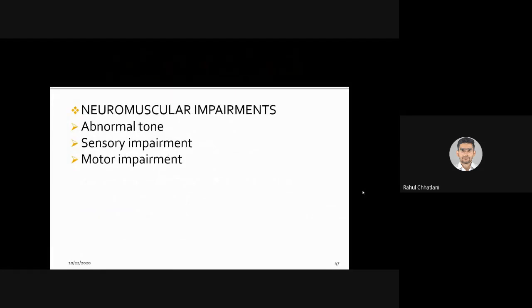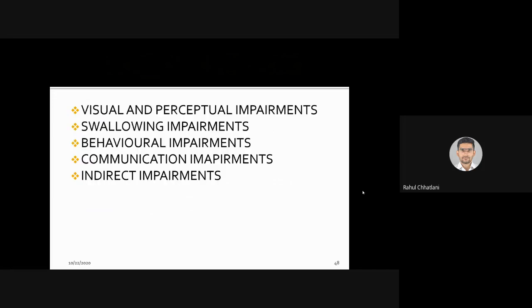Neuromuscular impairments, same as stroke that we have discussed: abnormal tone, sensory impairment, motor impairments, visual and perceptual impairments, swallowing impairments, behavioral impairments, communication impairments, indirect impairments. Majority of this we have discussed in stroke, and the same things will apply because, no matter the cause is different, the symptoms will be very similar.